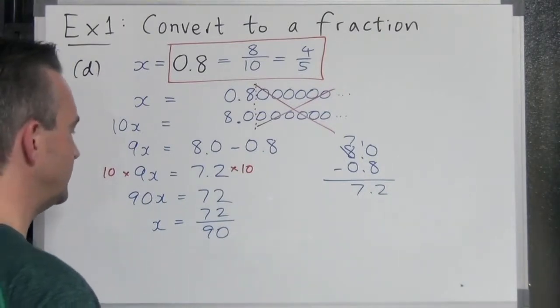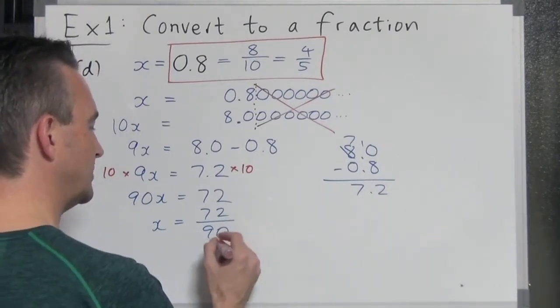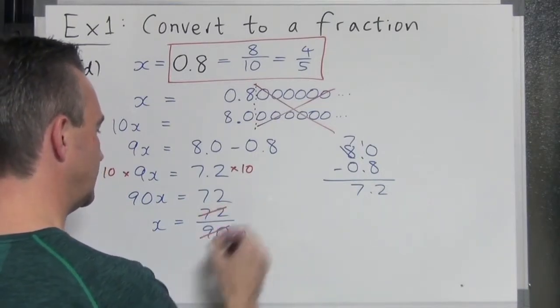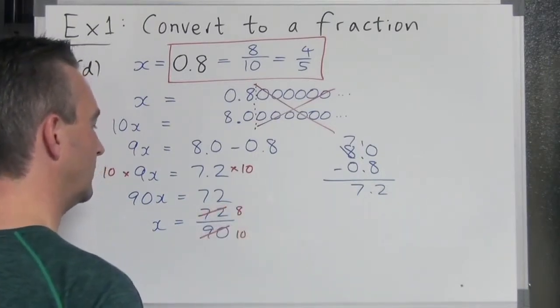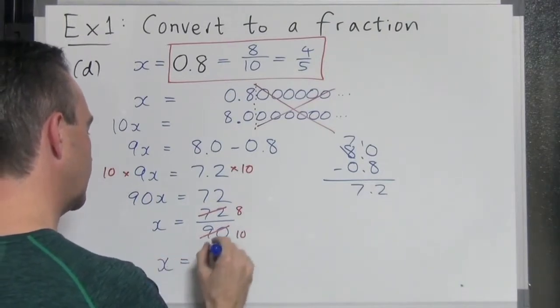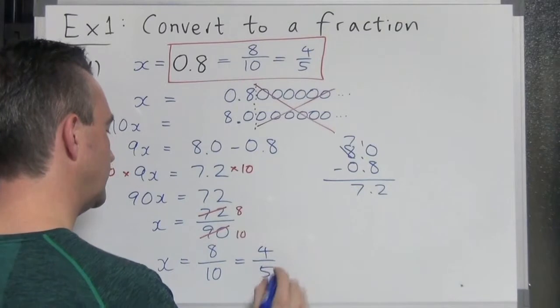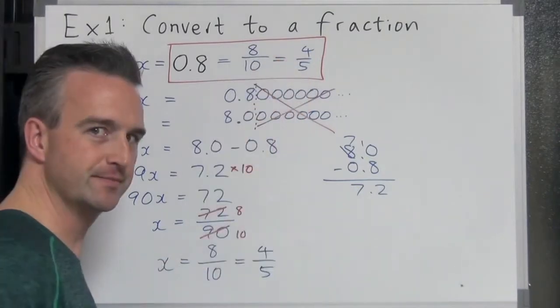Simplifying this, we can just use our times tables here. 9 goes into 90 10 times. 9 eights are 72. So there we go. X is going to equal 8 over 10, which we all know simplifies to 4/5, which agrees with that. Terminating decimals are simple examples of repeating decimals where the 0 at the end is repeating. That is why all terminating decimals are also rational numbers.